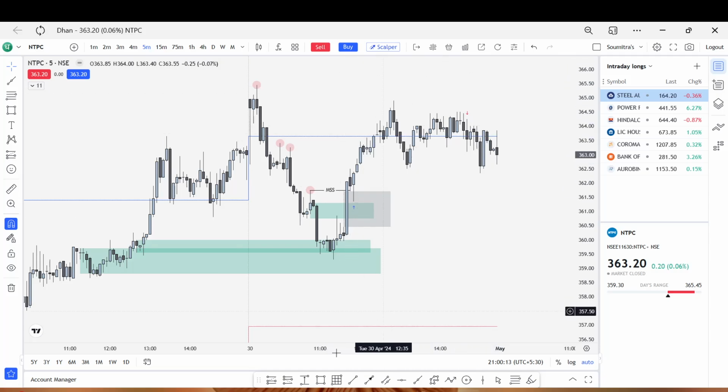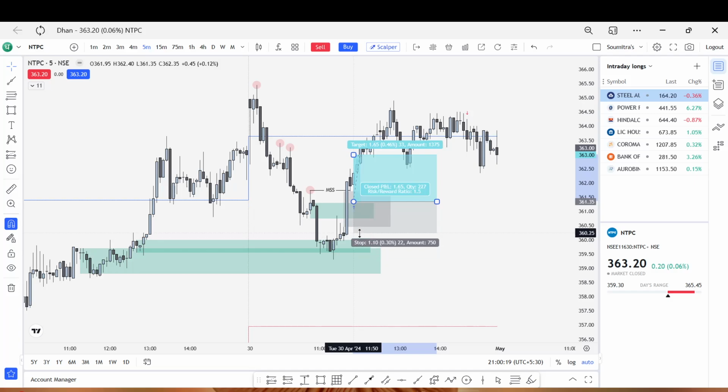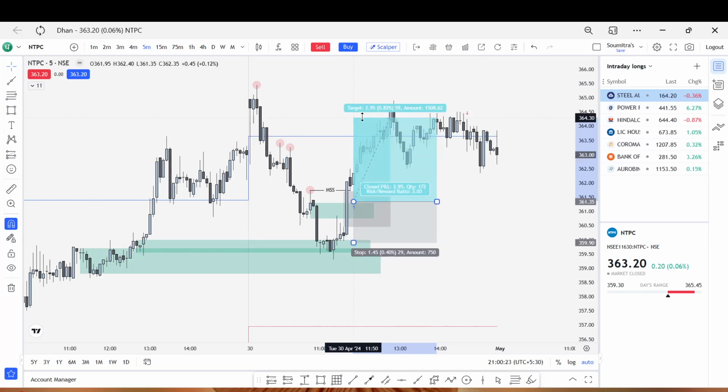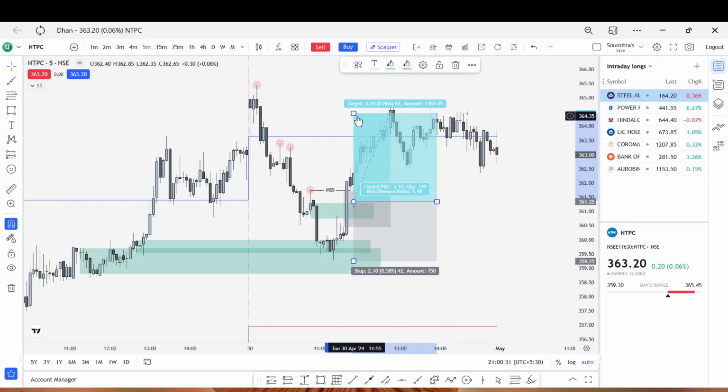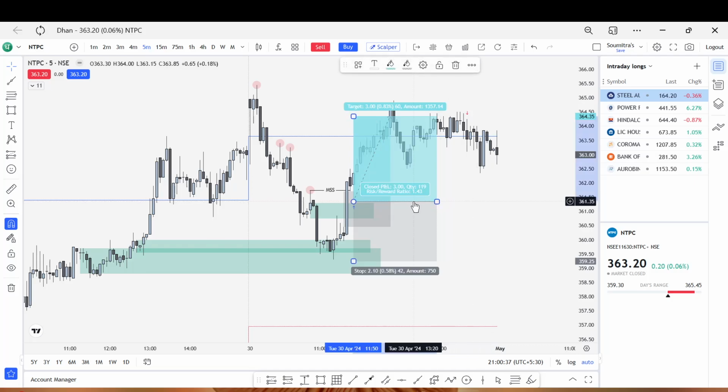So it was like a 1:1 trade. My entry was from here, stop loss was below here, and what we achieved is, so I think my stop loss was here, so it was 1.5 or 1.2, something like that. So this was a half profit, partial profit.